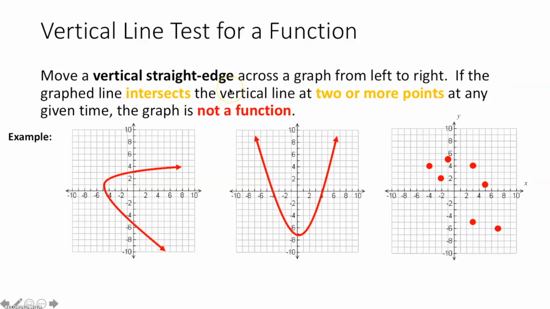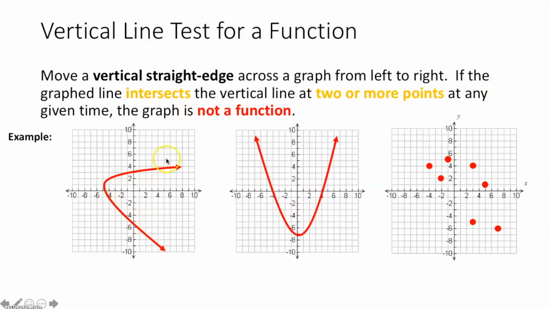Now, the vertical line test for a function says in order to determine whether a graph is a function, you're going to move a vertical straight edge across a graph from left to right. If the graph line intersects the vertical line at 2 or more points at any given time, the graph is not a function. So here's what we're going to do.